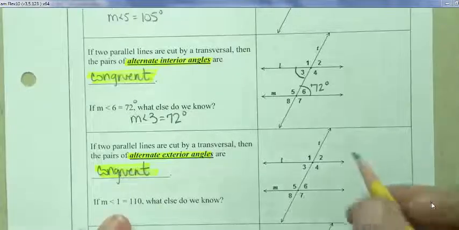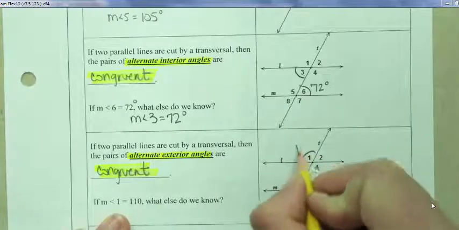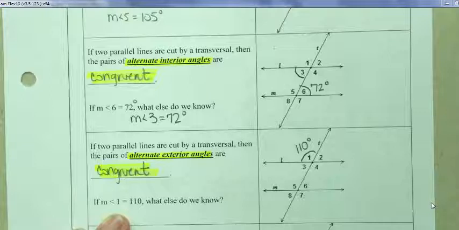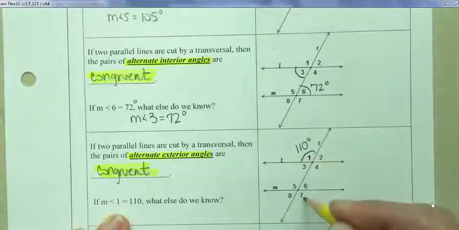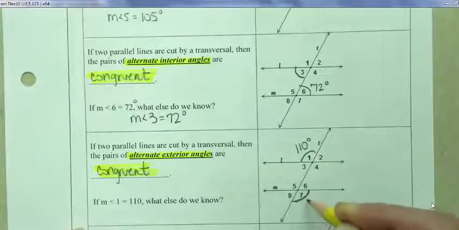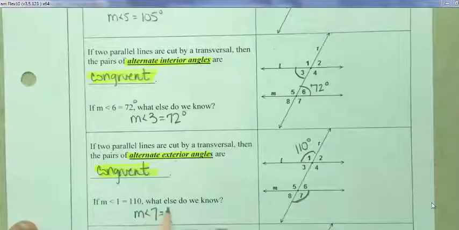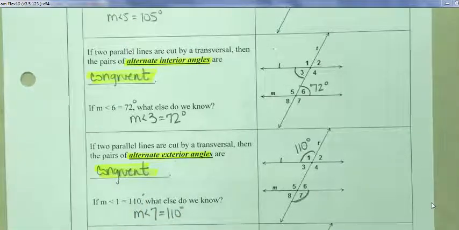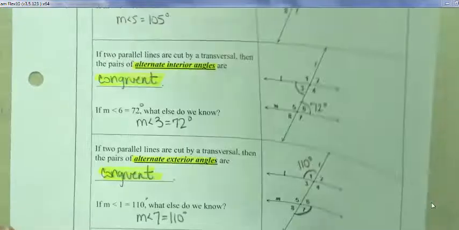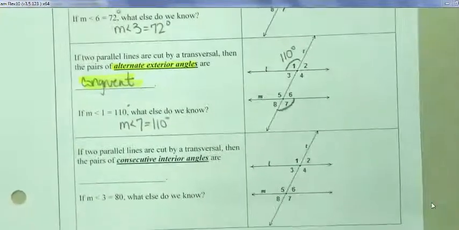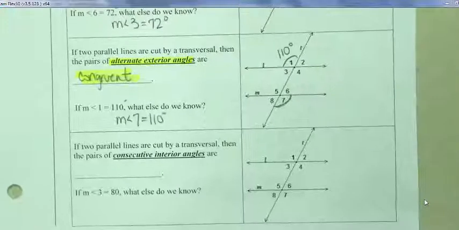So if I know that the measure of angle 1 is 110 degrees, well, the alternate exterior angle to that is angle 7, and so I also know that angle 7 is going to be 110 degrees. Okay. Last one. So hopefully you're finding this to be quite simple.